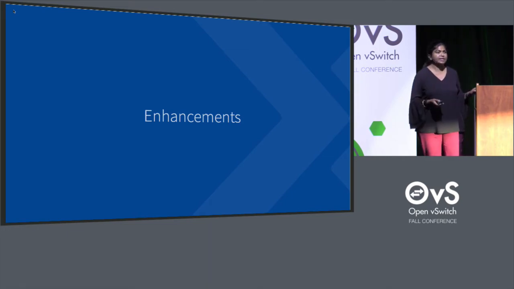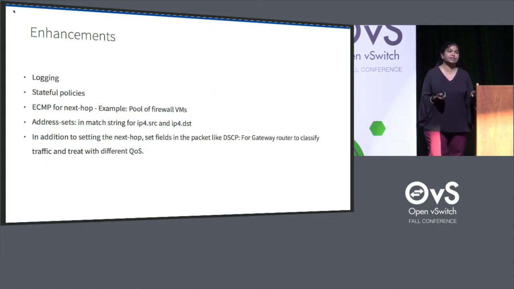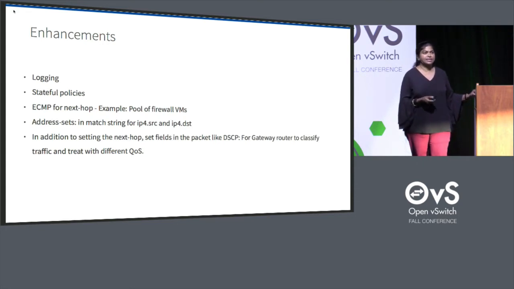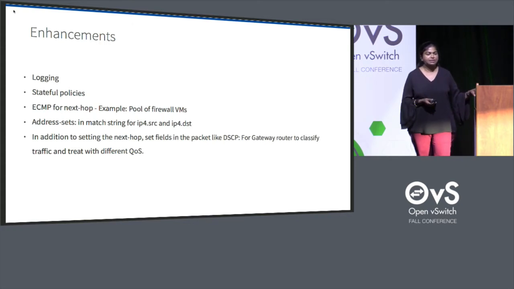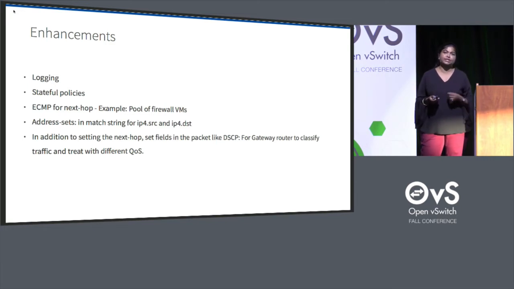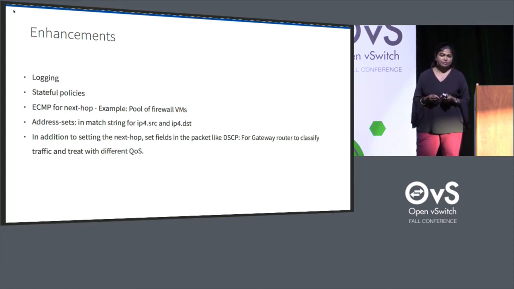So I'm going to talk about some of the enhancements that we would like to add to this functionality. The first one is logging, similar to logging that we have in OVN ACLs. The second thing is to make it possible for the policies to be stateful. Right now, the policies are stateless, so you need to have two policies to control bidirectional traffic. The third enhancement would be to have ECMP for next hop, so that we could spray traffic across multiple firewall VMs.